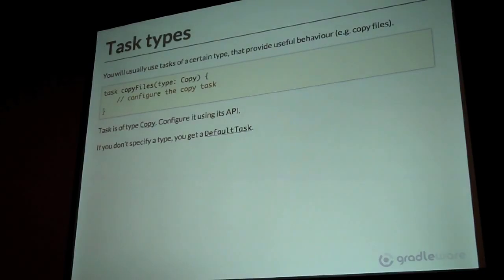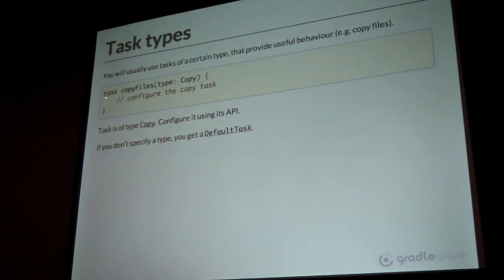So far we've worked with ad hoc tasks that had no behavior on their own. We just added some. But in the real world, you will more often reuse an existing Gradle behavior, a task type. For example, if you need to copy some files, Gradle already ships with a task to do that. And this is how you say that you want to have a task that has copy behavior.